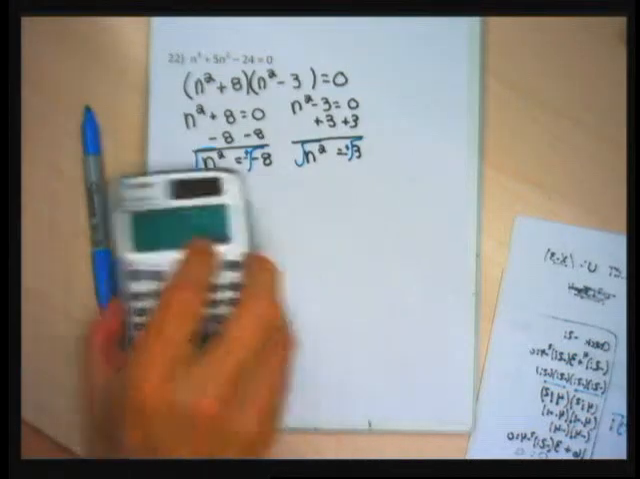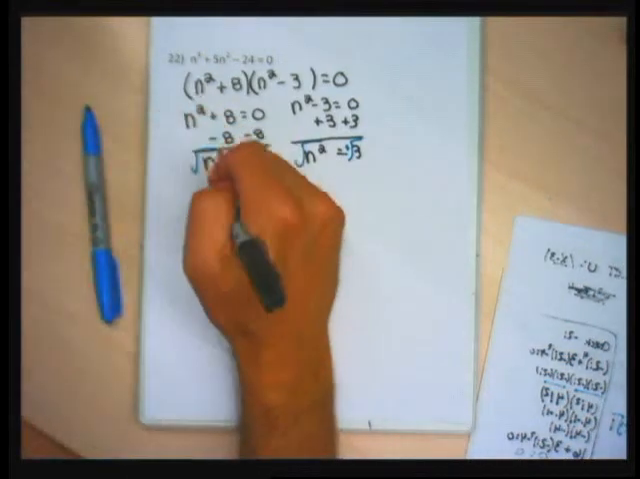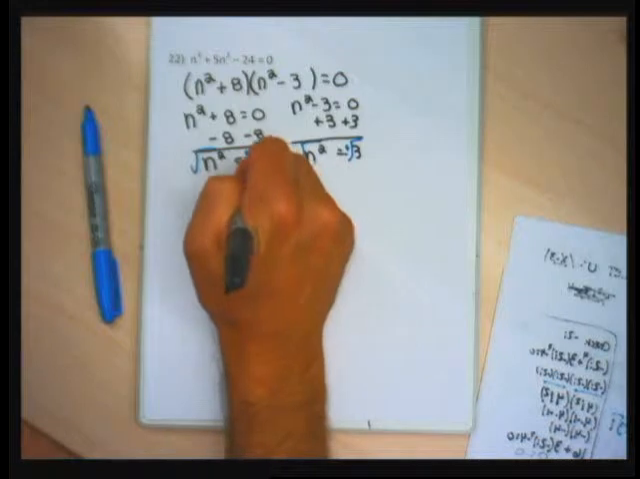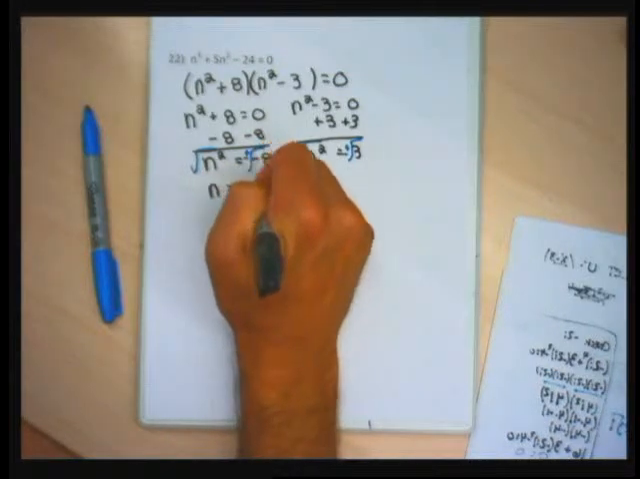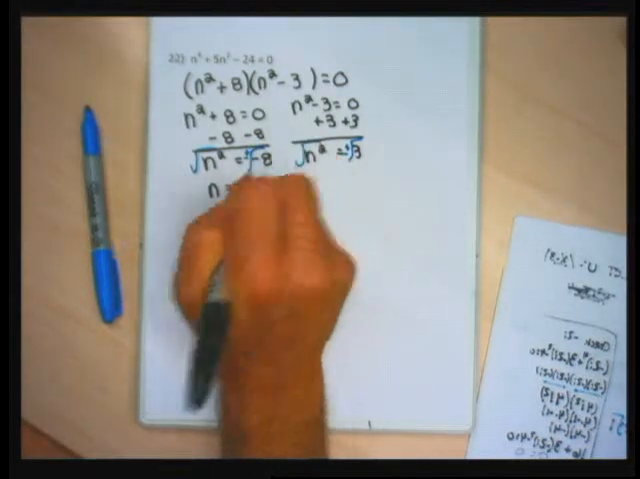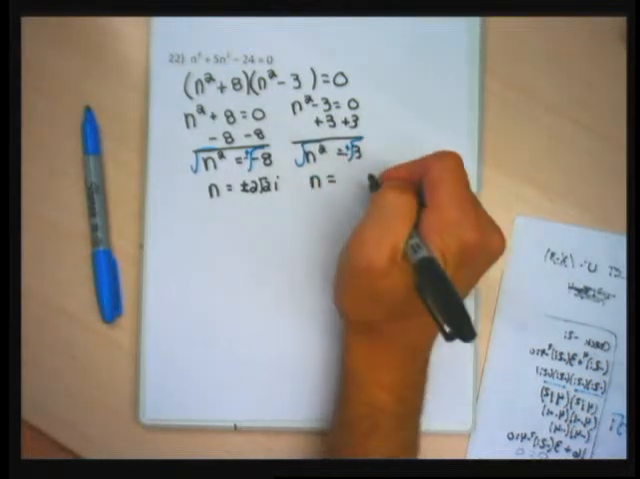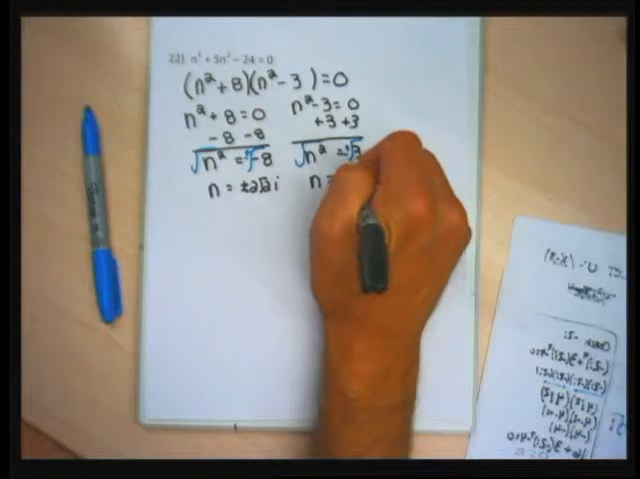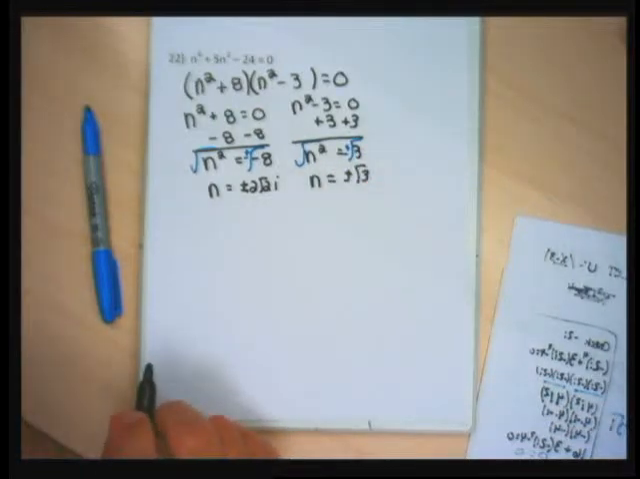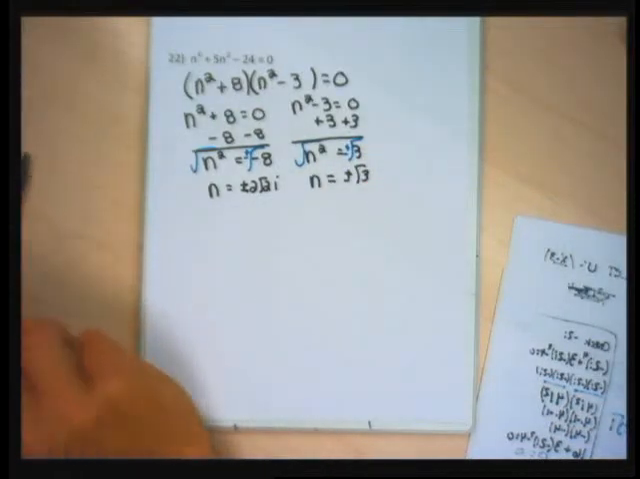So when I do the square rooting of n squared, you get n. And on this side, I get plus or minus 2 square root of 2 times i. On this right side, square rooting the n squared, you get n, and you get the square root of 3, which isn't reducible. So I have 4 answers to check.